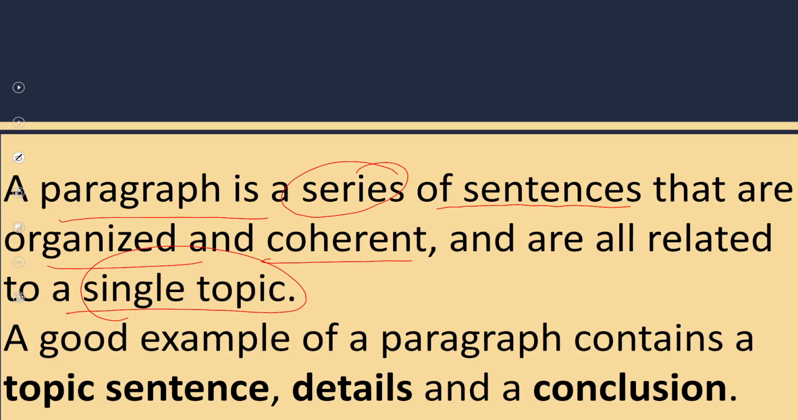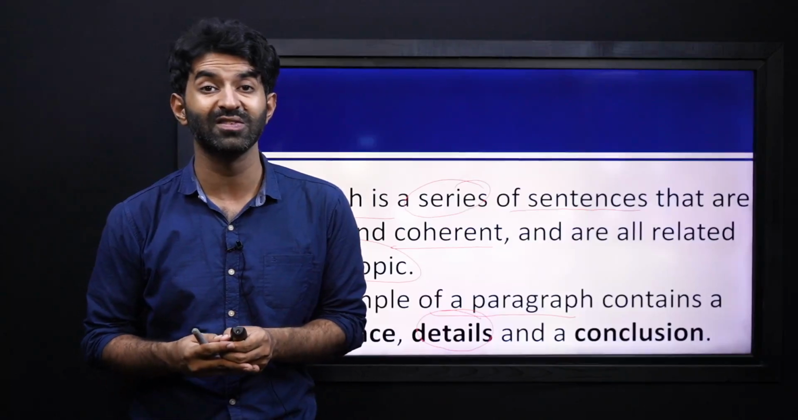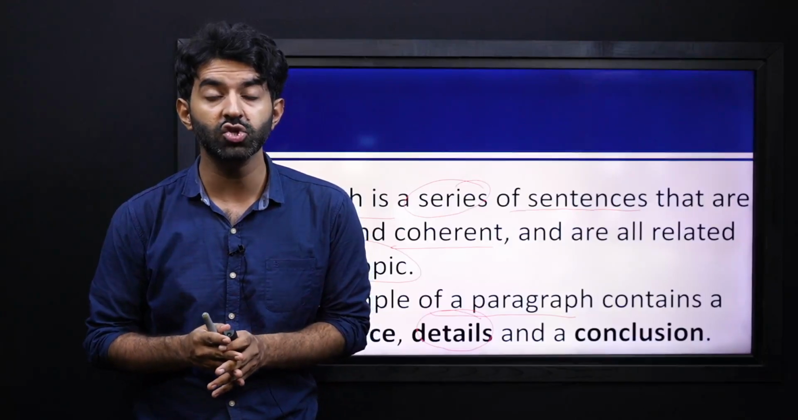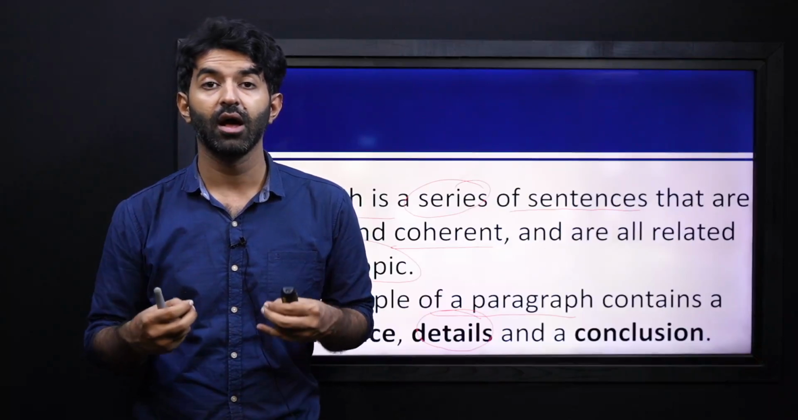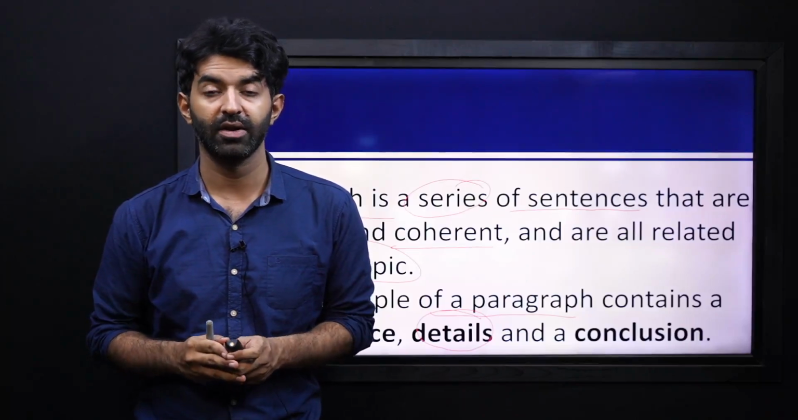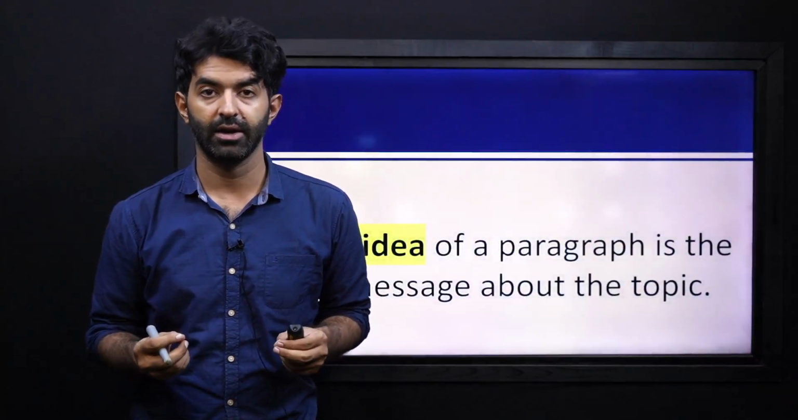And a very good example of a paragraph contains a topic sentence, the supporting details or simply just details, and it is also followed by a conclusion or concluding sentence. So in any good paragraph, the identification is that you have a topic sentence, supporting details, and a conclusion at the end. This makes up a very good paragraph. Let's see what these terms are and how we can identify the main idea.